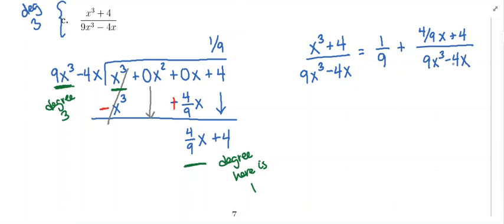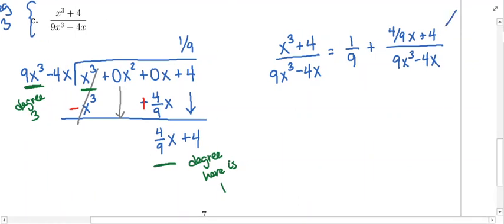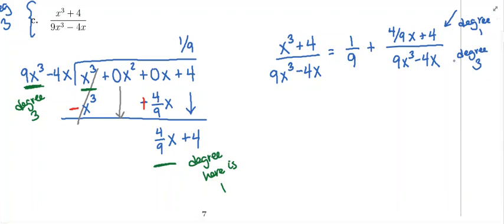I know it's weird. If you look at what's left, this fraction, the numerator is degree 1 and the denominator is degree 3. So we're going to be able to do partial fraction decomposition on this guy because the numerator has a smaller degree.